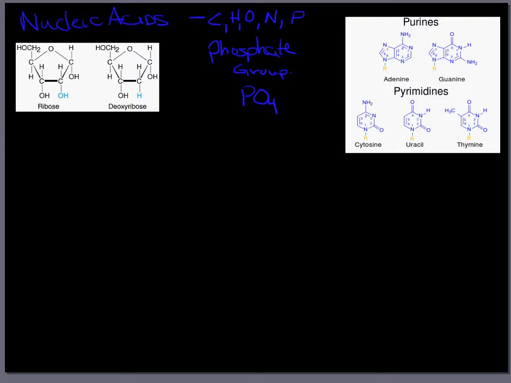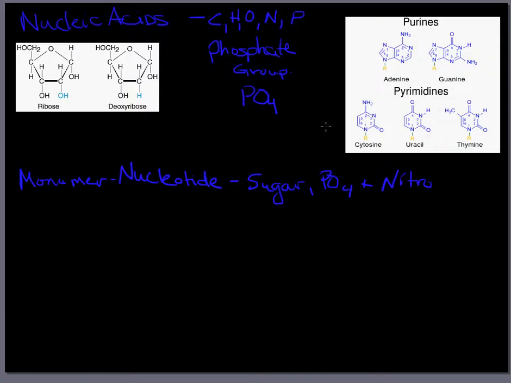So let's talk about the monomer for nucleic acids. The monomer for nucleic acids is called a nucleotide. And your basic definition here is that it's a sugar, a phosphate, and a nitrogenous or nitrogen base. So I do have a couple of pictures up at the top.